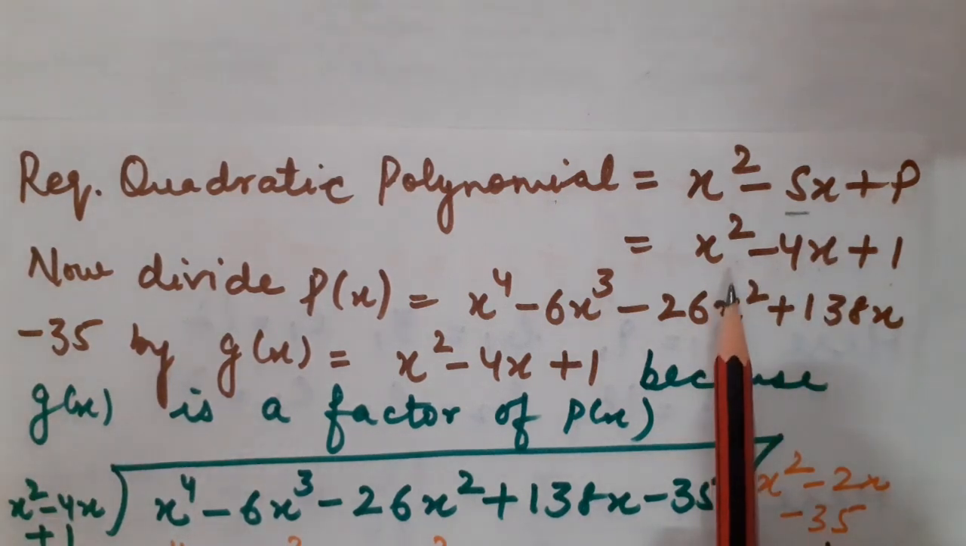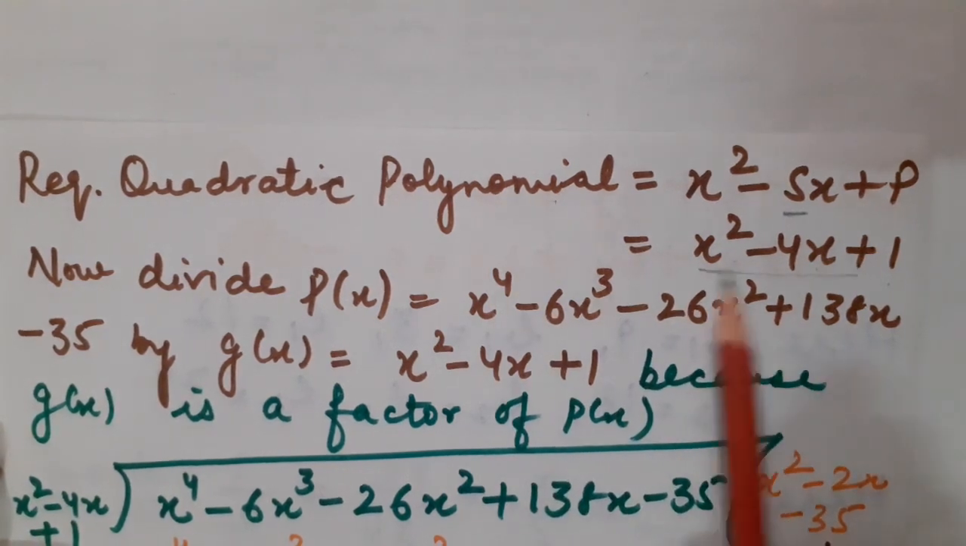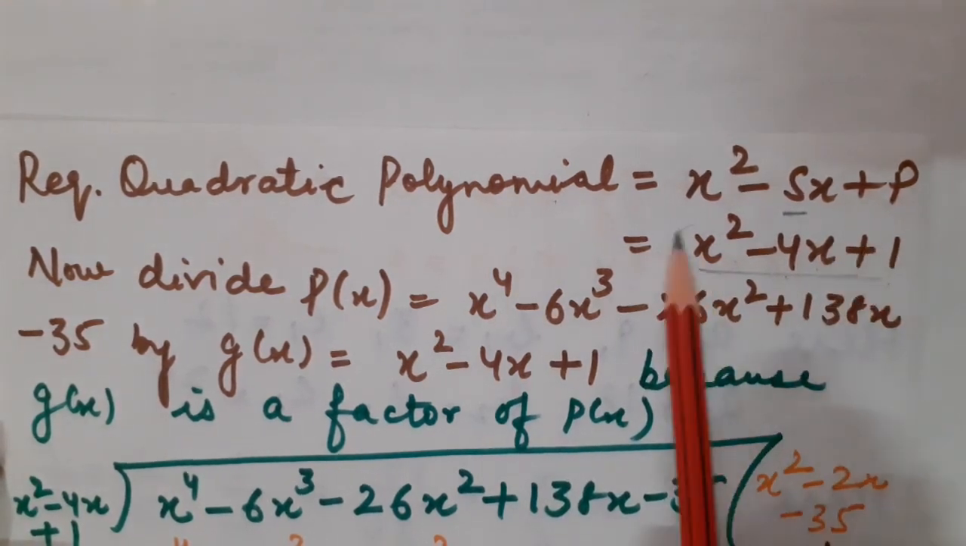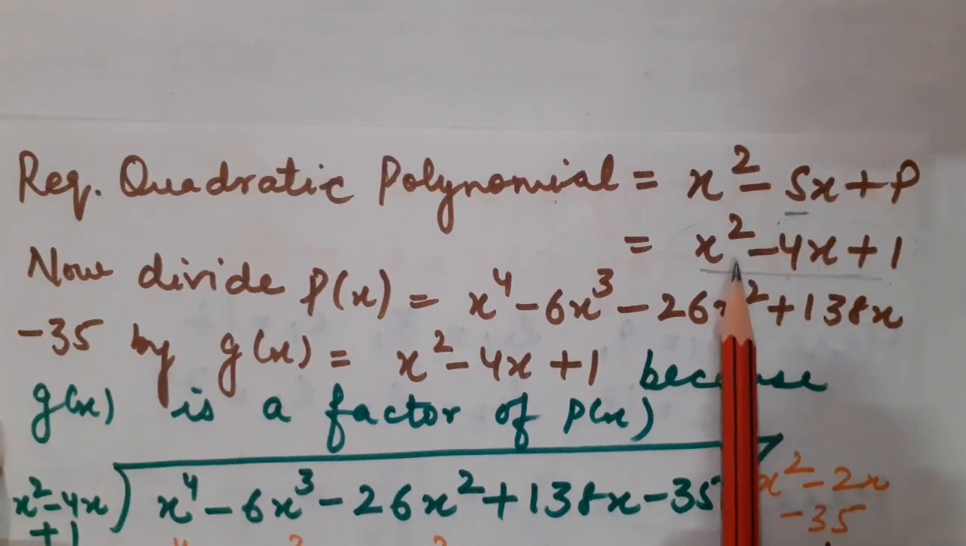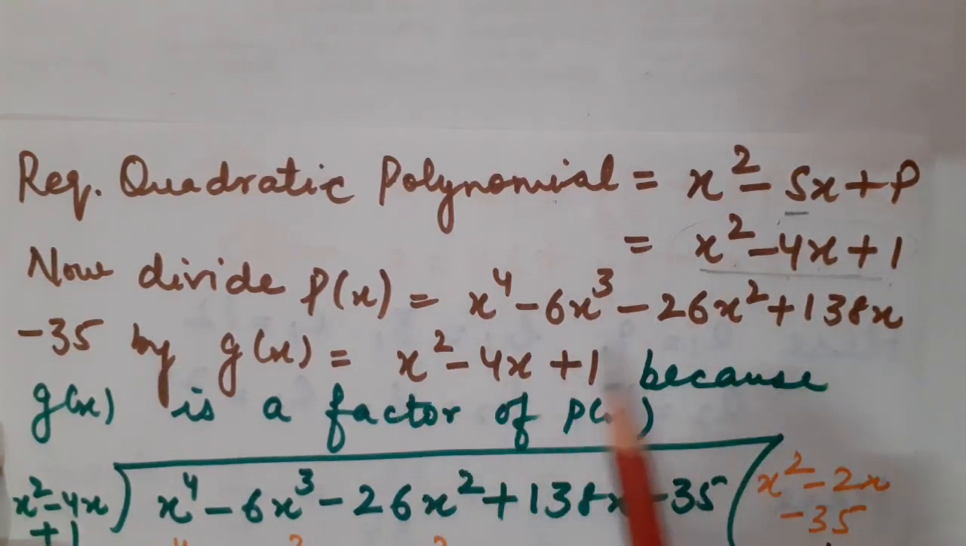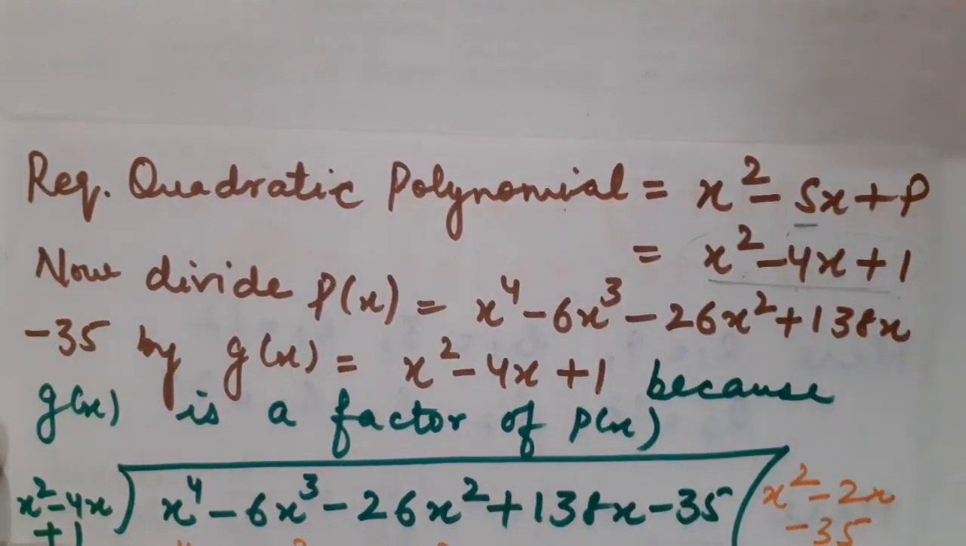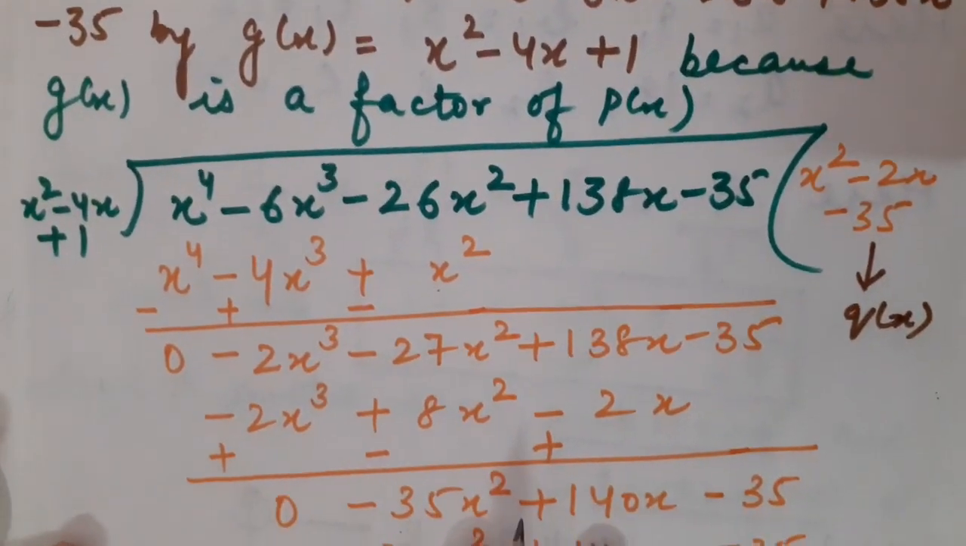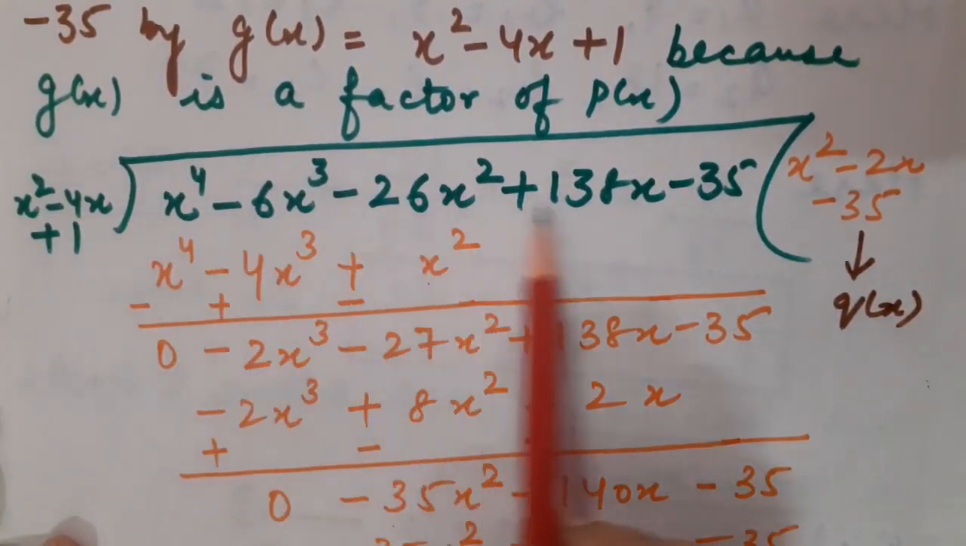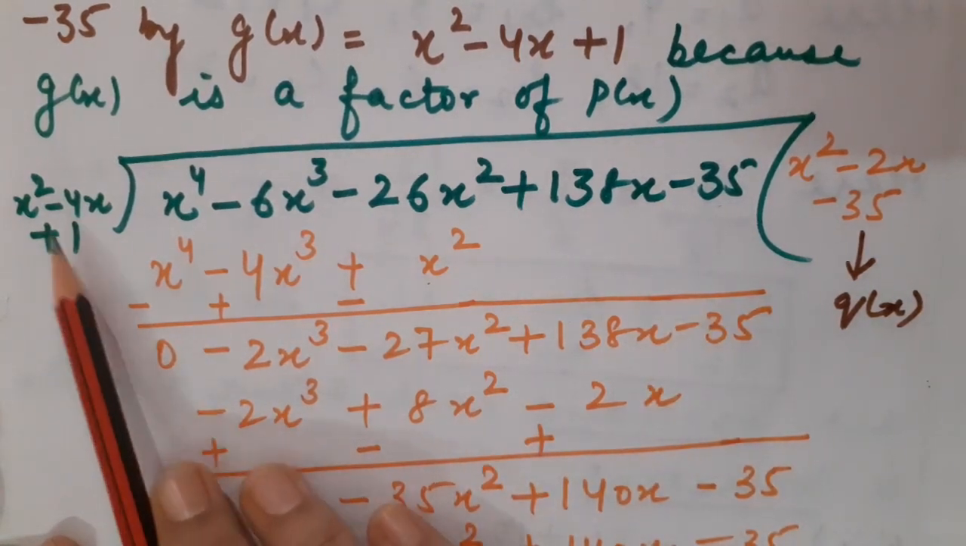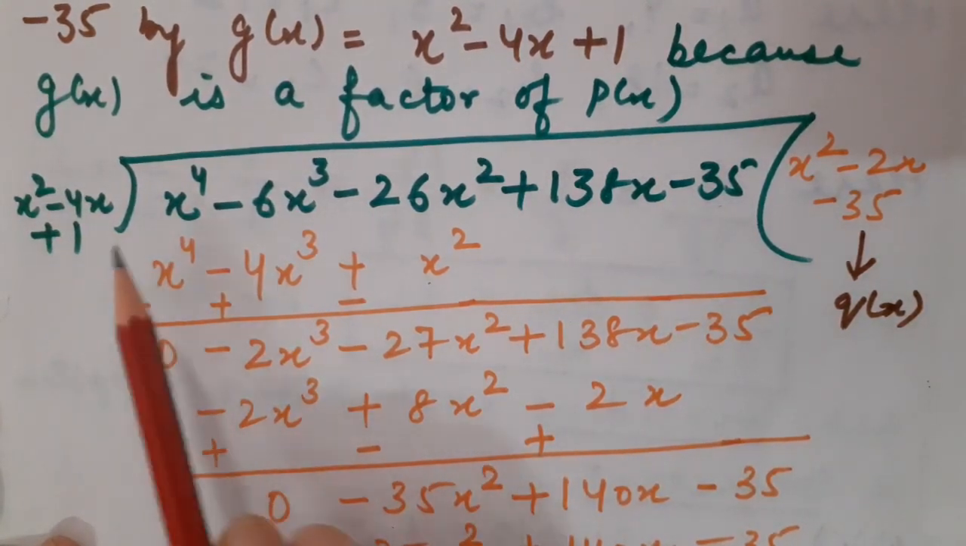Children, just keep one thing in your mind, that using the zeros of the biquadratic, you have formed a quadratic polynomial. So definitely this complete quadratic polynomial will be a factor of the biquadratic, and it will divide the biquadratic exactly. Fine. So let us start the division now. This is the complete biquadratic written. I am going to divide it by x square minus 4x plus 1.